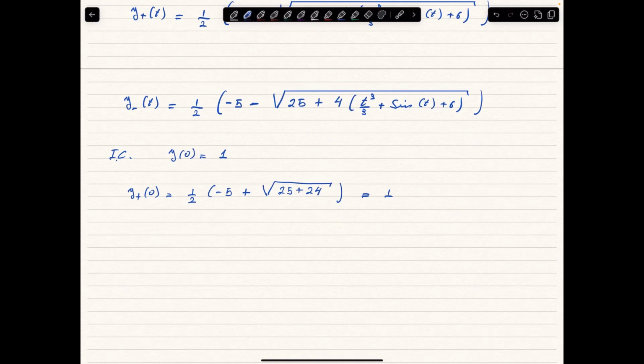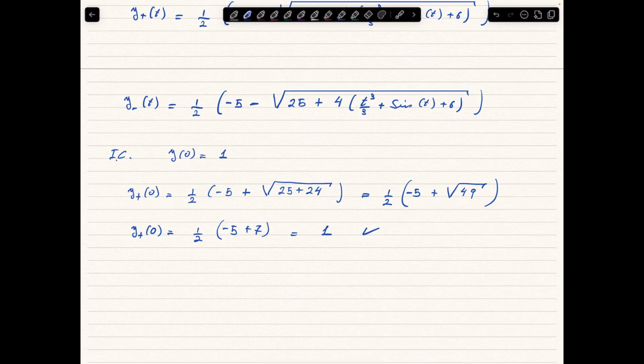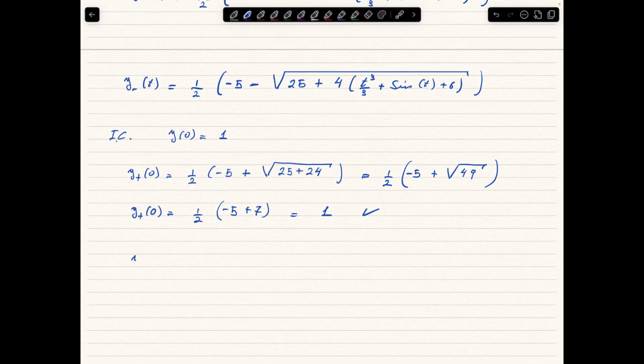That is 1/2 minus 5, and then here plus the square root of 49, which is 7. So we end up with y plus of 0 equal 1/2 negative 5 plus 7, which is 1. So this y plus satisfies the initial condition. Perfect. Look what happens with the other solution.